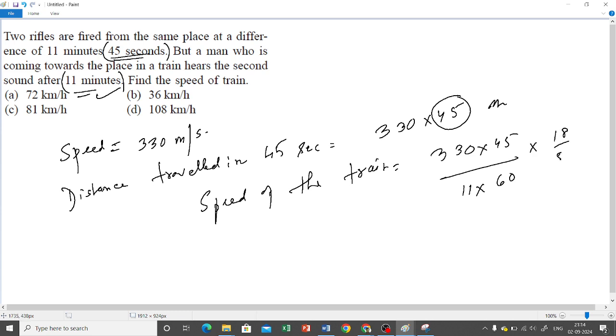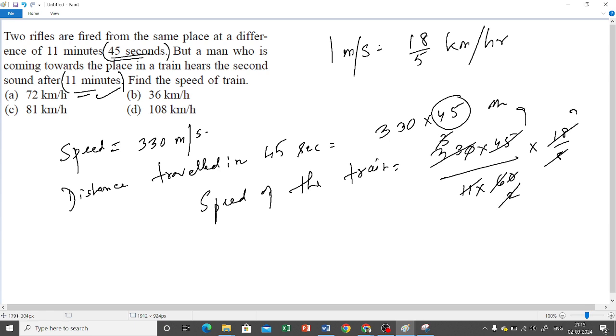Now this is in meter per second, converted into kilometer per hour. That is 18 by 5. Remember this conversion. 1 meter per second is equal to 18 by 5 kilometer per hour. Why kilometer per hour? Because the answers are in kilometer per hour.